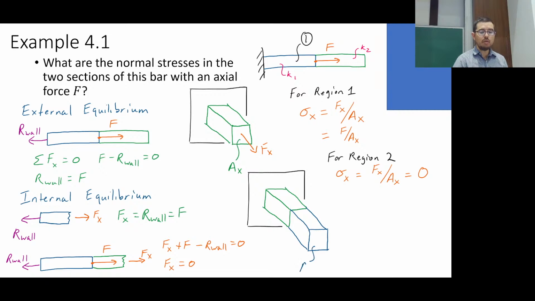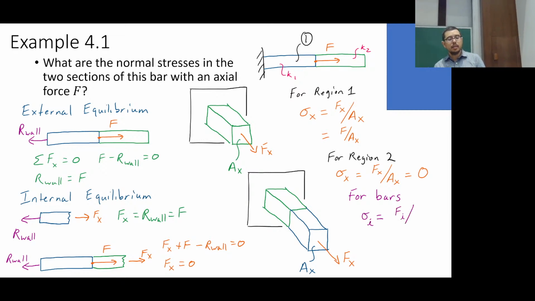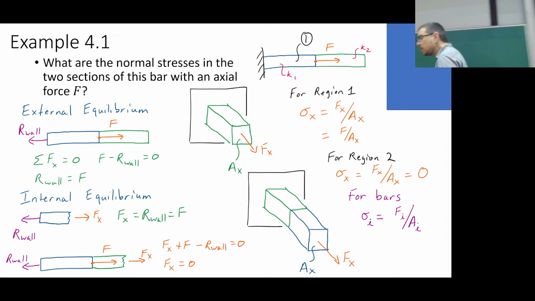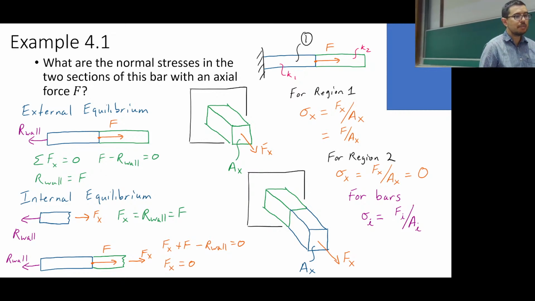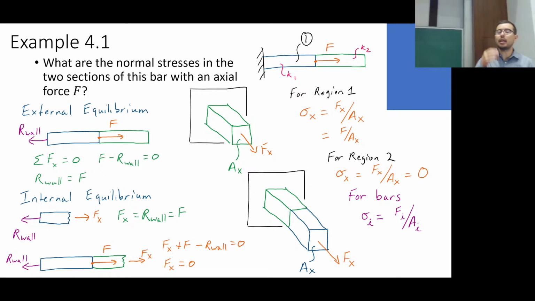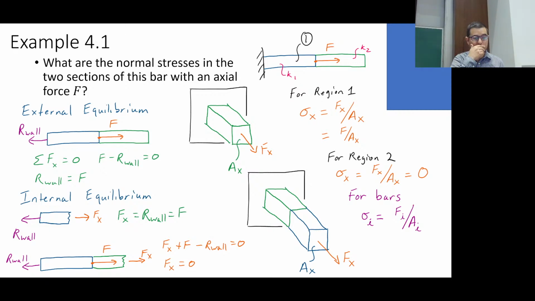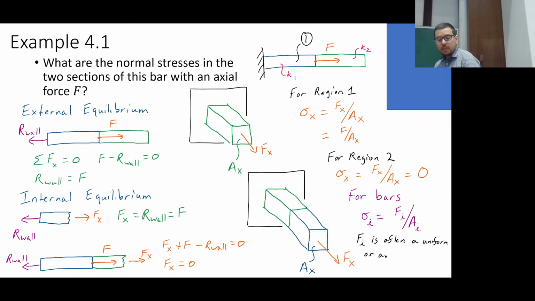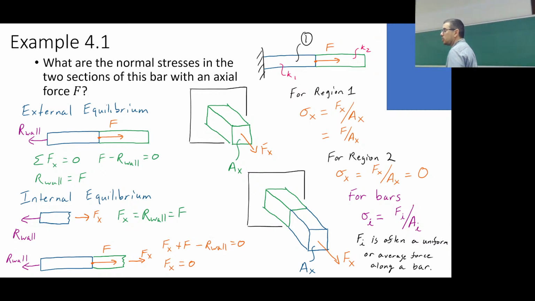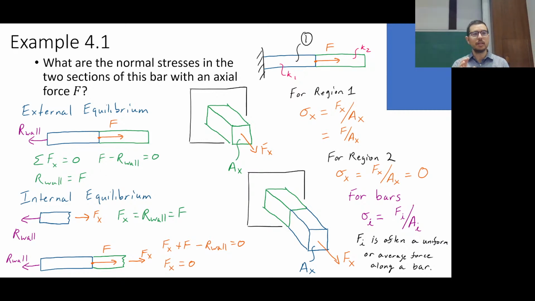So in general, for bars, we can write out that there's this axial stress, and we'll call it sigma sub i, where it's the force in that given direction divided by the area in that direction. And we are, in this class, generally assuming that the normal force across it is uniform. Okay, that's not necessarily 100% true, but for our intents and purposes, we're going to think about the average force.